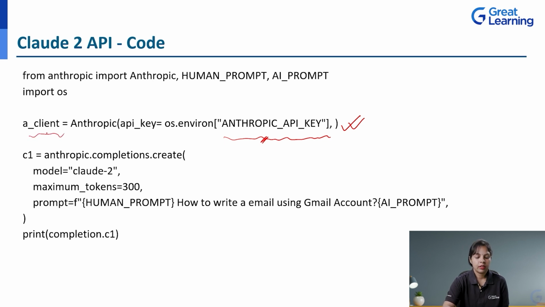This is the variable, and I can give any name to this. I've given a_client equals Anthropic. This is the name of the class, or the module name. Inside this, api_key equals the OS module dot environ. It's not environment or anything; the spelling is this only, ENVIRON. In the square brackets, you have to provide the key. This is how you will create an Anthropic client.